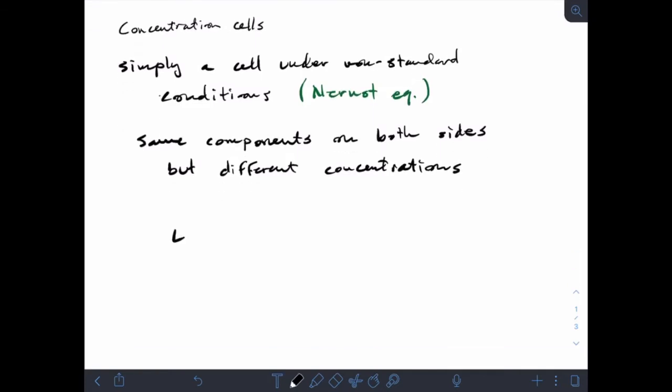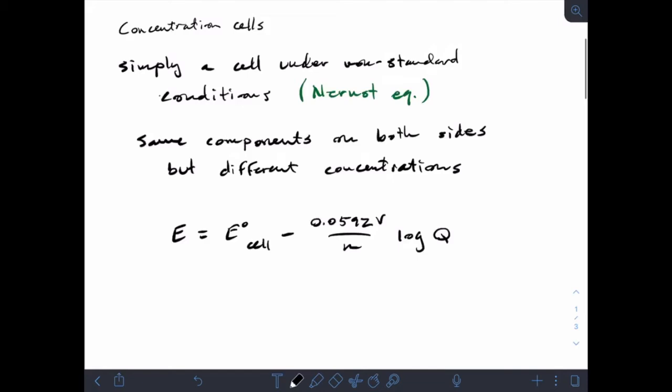So let's put that up here and remind you how that looks. E equals E0 cell minus 0.0592 volts over n log of Q, assuming that we're doing things at 25 degrees C.